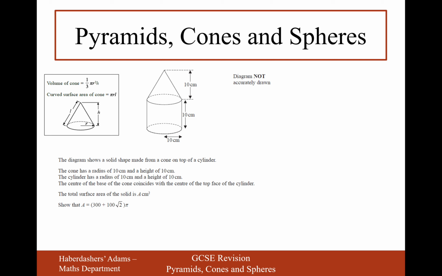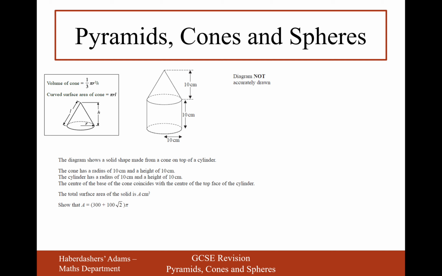So, the diagram shows a solid shape made from a cone and a cylinder. The cone has a radius of 10 centimetres and a height of 10 centimetres. The cylinder has a radius of 10 centimetres and a height of 10 centimetres as well. The centre of the base of the cone coincides with the centre of the top face of the cylinder. The total surface area of the solid is A. Show that A is equal to this.